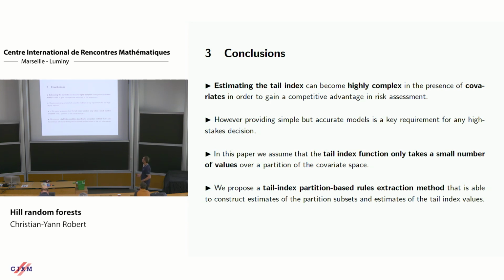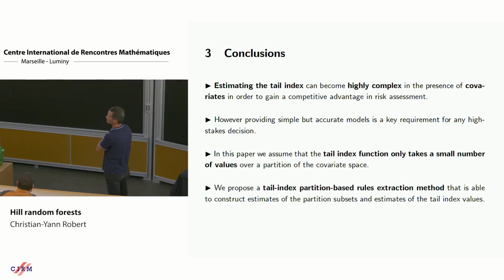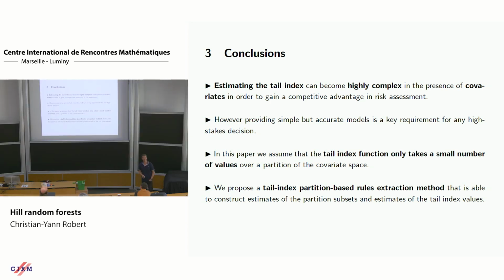So we also propose an approach that is able to split the covariate space into subsamples, into subsets, for which you can have an explanation as well as different values, to explain in a very simple way the tail index function. Well, that's the main message, I think.